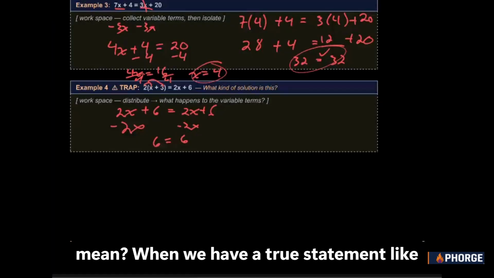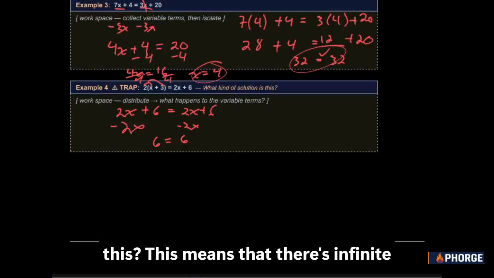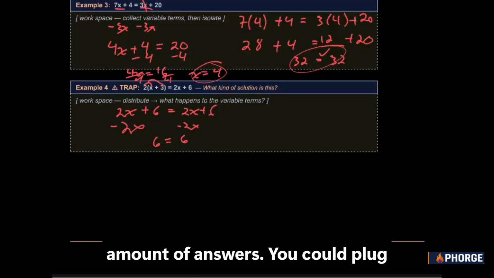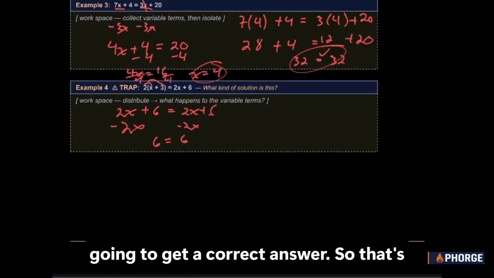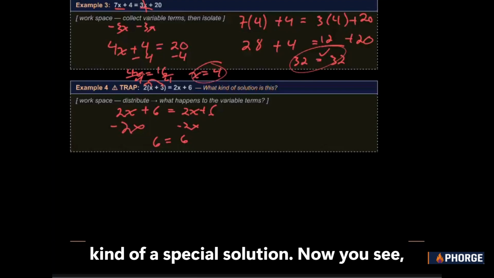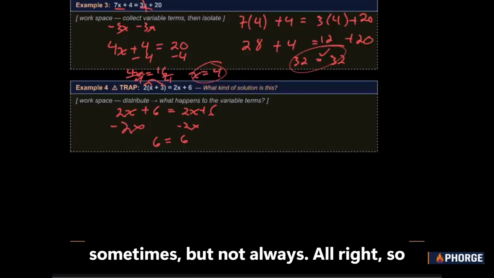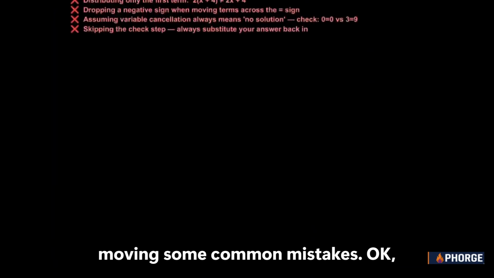So what does that mean when we have a true statement like this? This means that there's an infinite amount of answers. You could plug whatever you want in for x and you're going to get a correct answer. So that's kind of a special solution that you see sometimes, but not always. All right, let's move into some common mistakes.